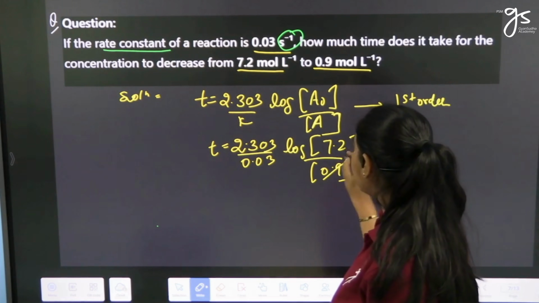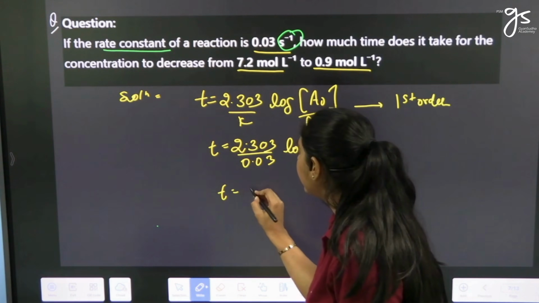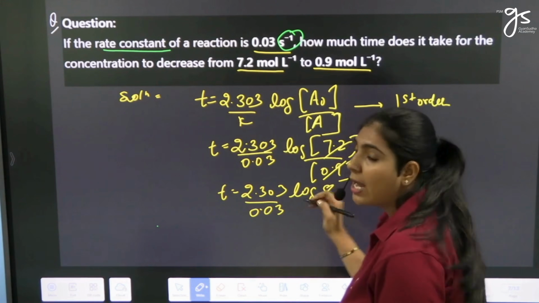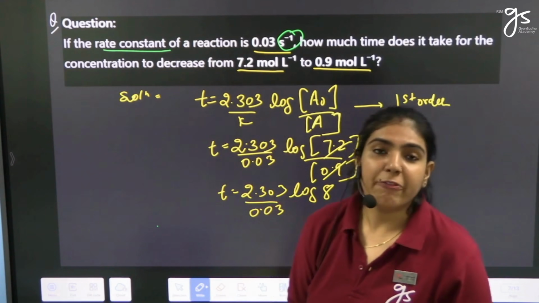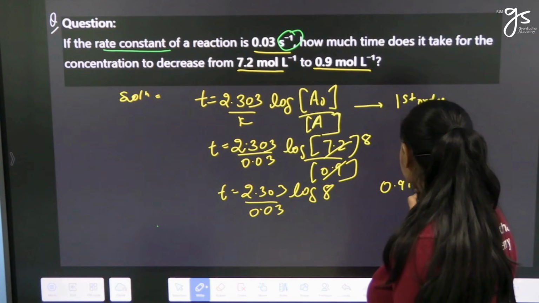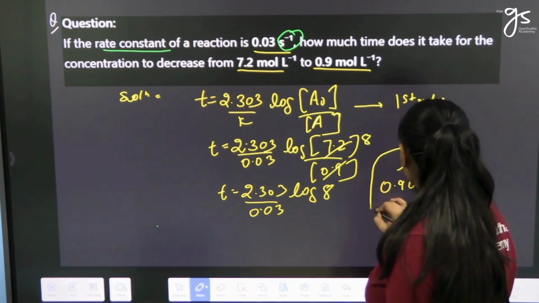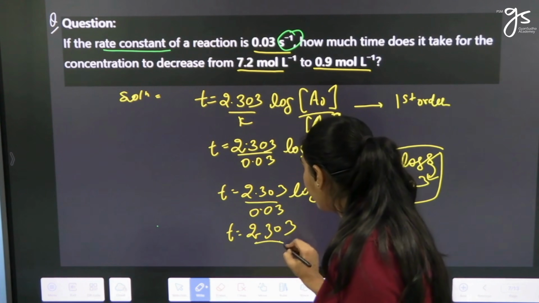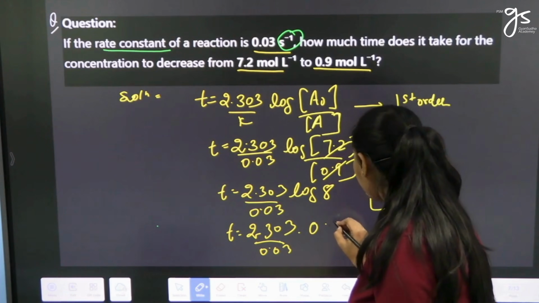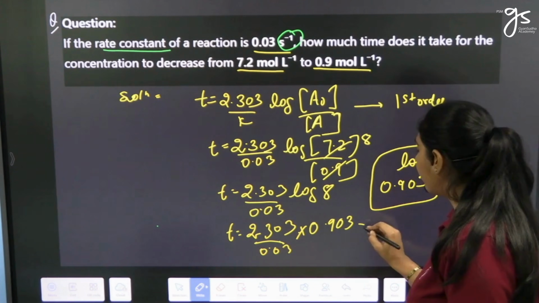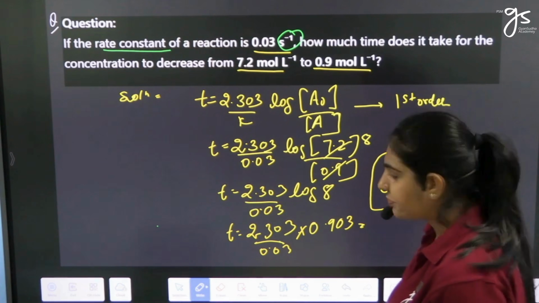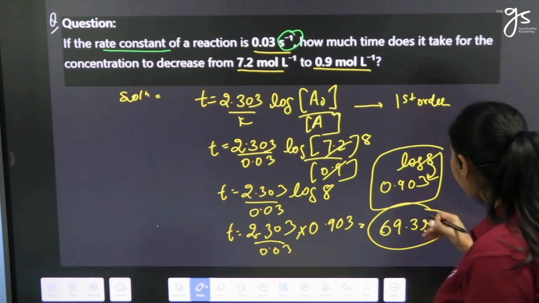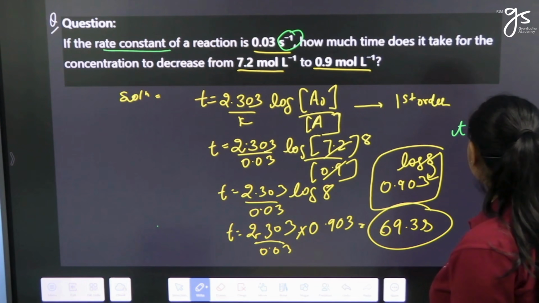Yes, 9 8 72. So you are getting here 2.303 upon 0.03 log 8. And what is the value of log 8? The value of log 8 is 0.903. Upon putting it, 2.303 upon 0.03 into 0.903. Upon solving it, we will get the value around 69.3 seconds. So we have calculated the time will be 69.3 seconds.